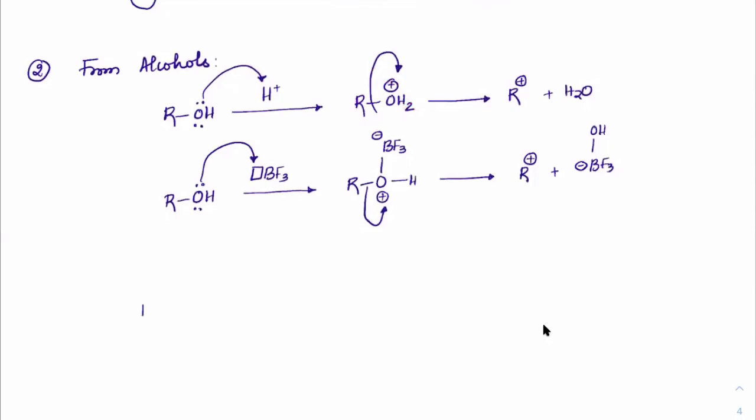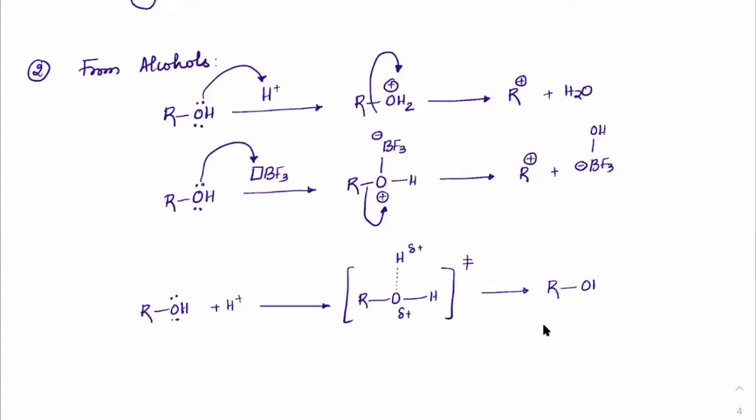I'll write the transition state. ROH, got it, plus H plus. When it is coming, you're going through a transition state here like this. We have H and this, okay, where oxygen is getting positive charge and hydrogen was already positive charge. So this is the transition state and it is forming an intermediate. This is a new intermediate.